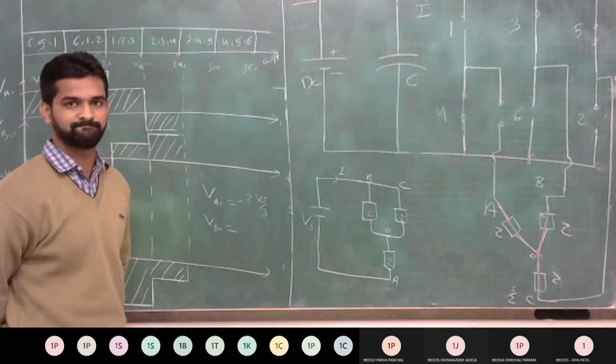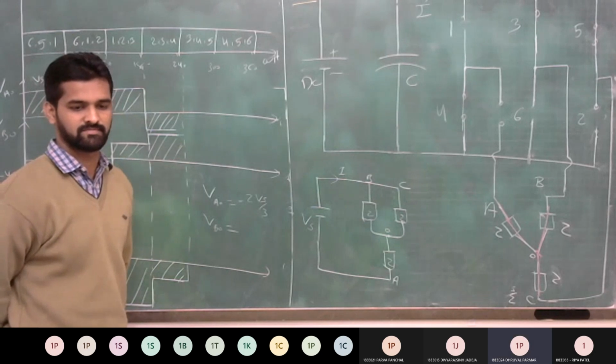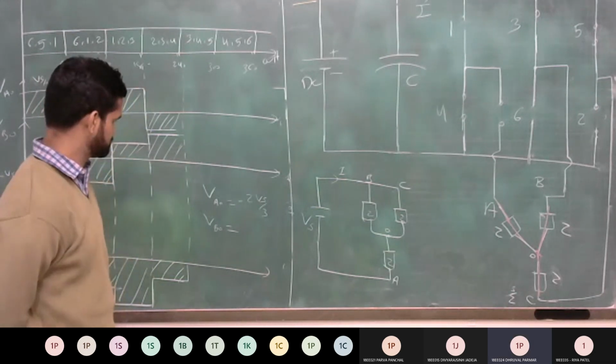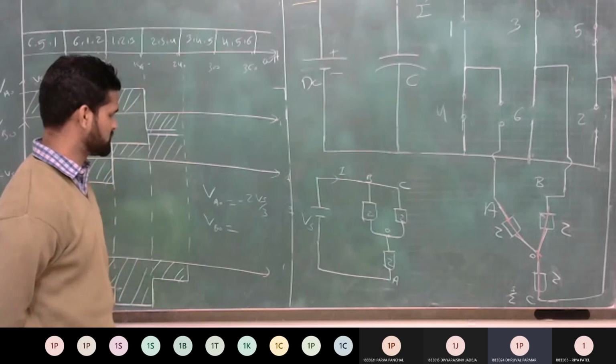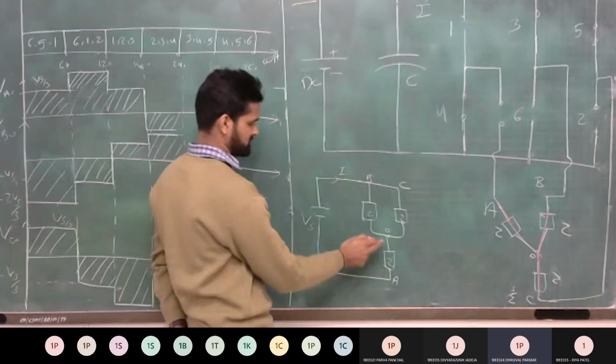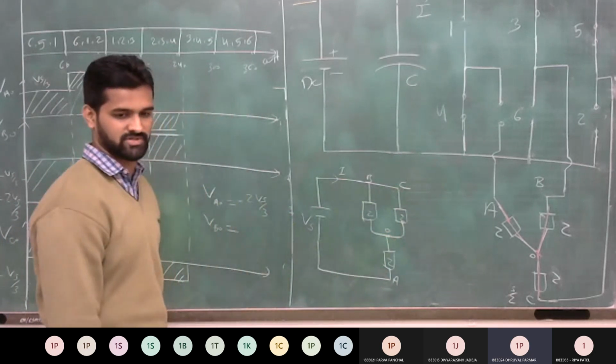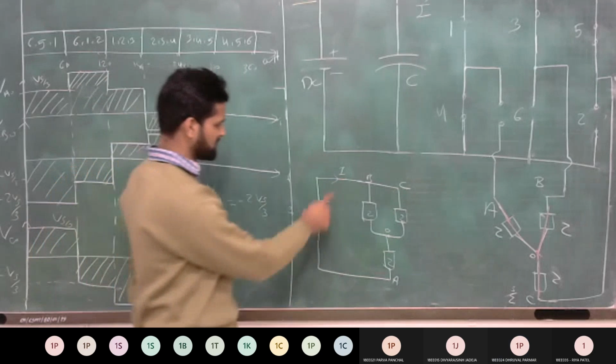Yes, Dhruval. Give the answer. Minus Vs upon 3? No. How is it minus? VBO. Yes, it's positive. So what is the answer? Very simple.